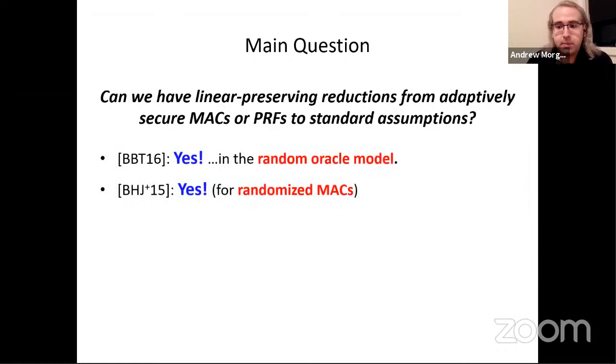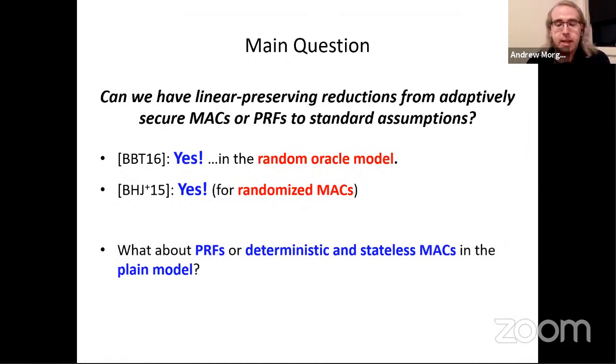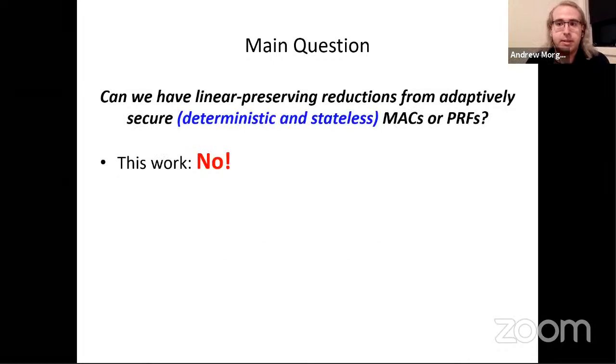In fact, there are some known positive results already. Bellare et al. constructed a PRF with a linear preserving reduction in the random oracle model, while Bader et al. constructed a MAC with a linear preserving reduction in the plain model, albeit one that introduces randomness into the tagging algorithm. But the question has remained open for the case of either PRFs or deterministic and stateless MACs in the plain model. And that part of the question is what we will answer in the negative in this work.